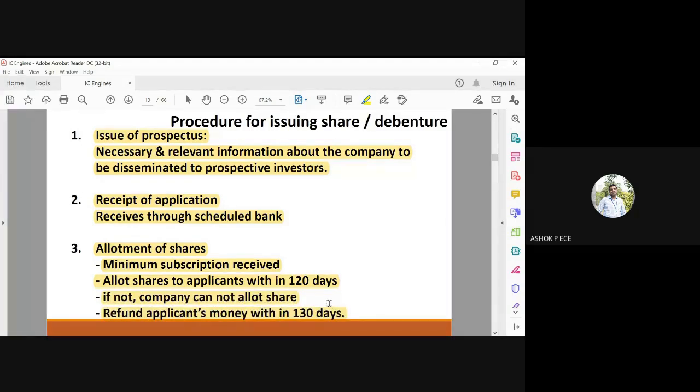So minimum subscription is the minimum number of shares required for selling. So if the minimum subscription is not fulfilled, you cannot allot shares to the subscriber, and you have to refund the entire applicant's money in 130 days. On the other hand, if the minimum subscription is received, we can allot the share to the applicant within 120 days. Okay, so a lot of rules are there regarding this, and without knowing these rules, you cannot really go and issue shares as you want in a company.